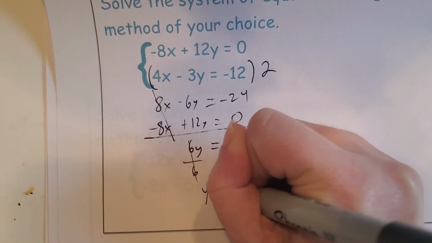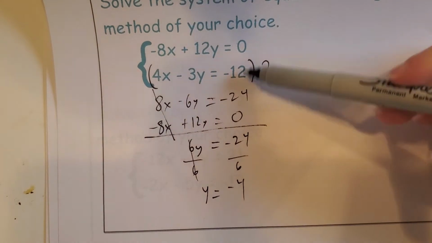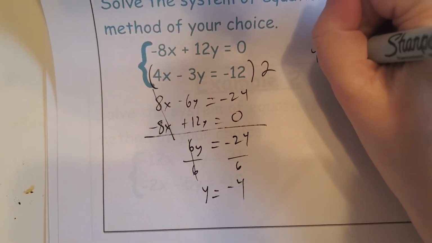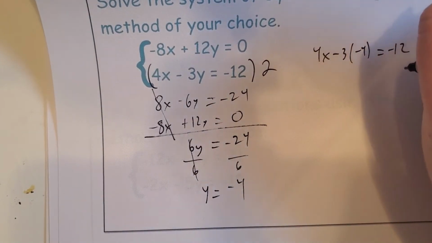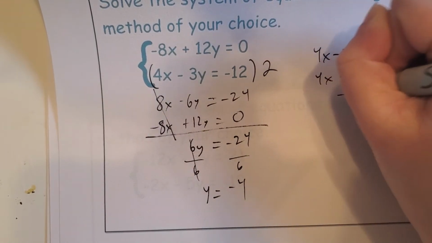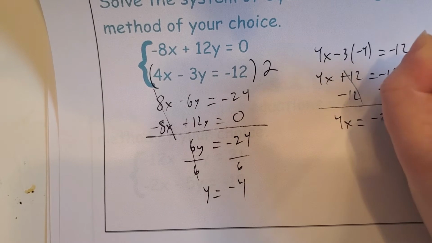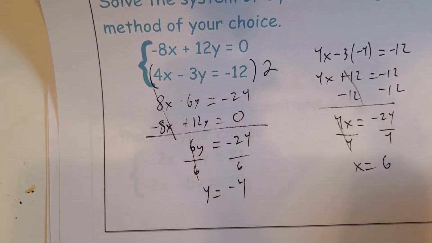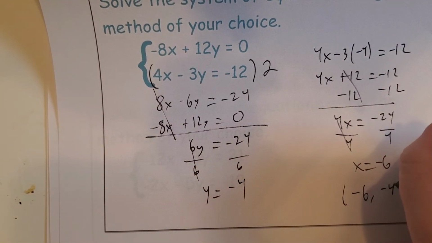So y is negative 4. And then we're just going to plug it in into either one. I'm going to, again, stick with the second one because the numbers look smaller. So this is 12. Negative 24 again, divide by 4, x is negative 6. So the ordered pair here is negative 6, negative 4.